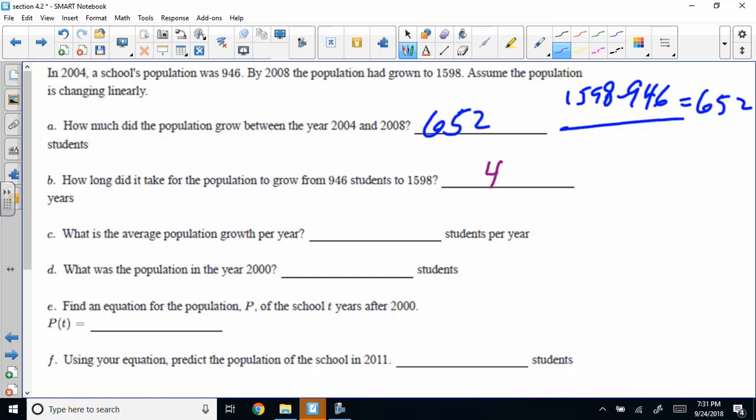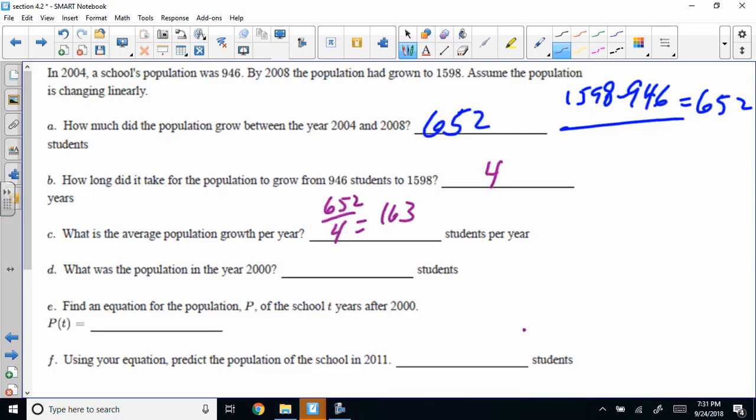4 years. What are they pulling here? Our change in X and our change in what? Our Y. What is the average population growth per year? Well, folks, that would be 652 divided by 4, which is 163 people every year, right? Per year. 163 students per year.